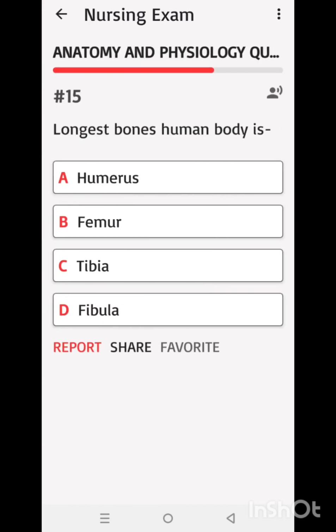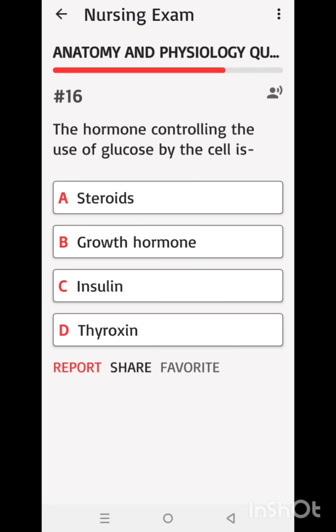Longest bone in the human body is A. Humerus. B. Femur. C. Tibia. D. Fibula. Correct answer. The hormone controlling the use of glucose by the cell is A. Steroids. B. Growth hormone. C. Insulin. D. Thyroxine. Correct answer.